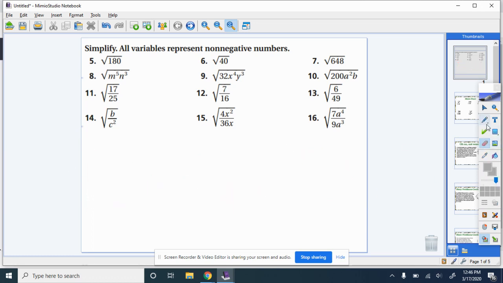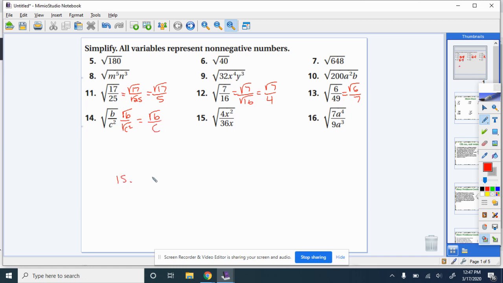All right, we're on to number 17. This one's a little easier. You just leave it as the square root of 17 over 5, because you know the square root of 25 is 5. Same with 12. Root 7 over root 16 simplifies to root 7 over 4. For 13, it would be root 6 over the square root of 49, which is 7. For 14, you would have root b over root c squared, which is just root b over c.